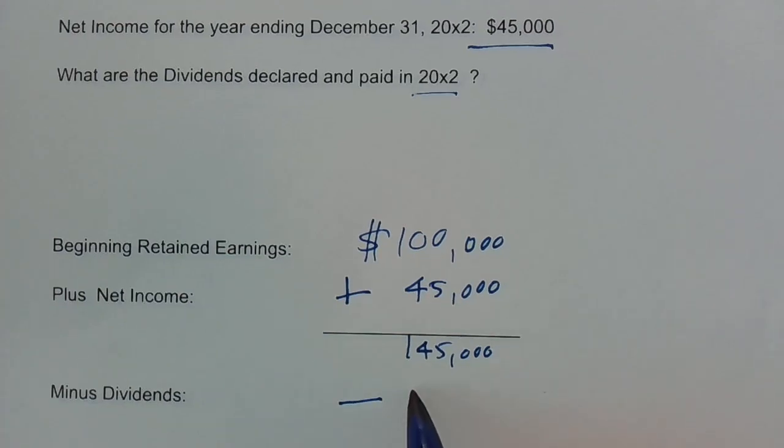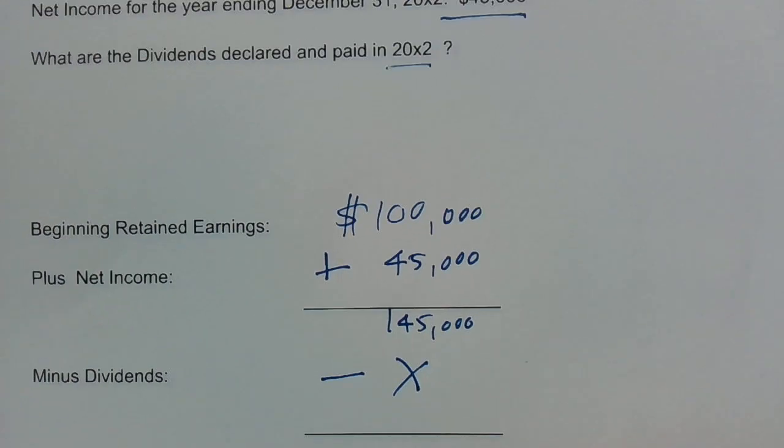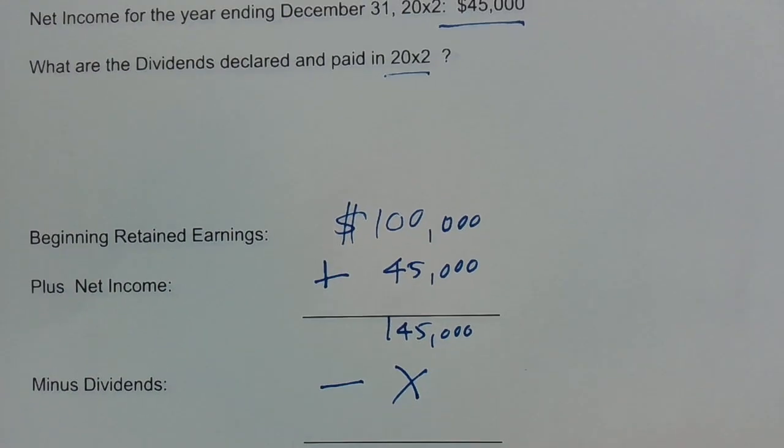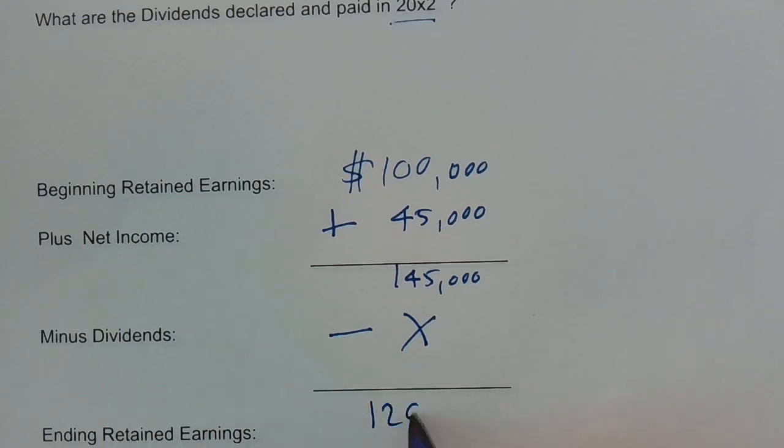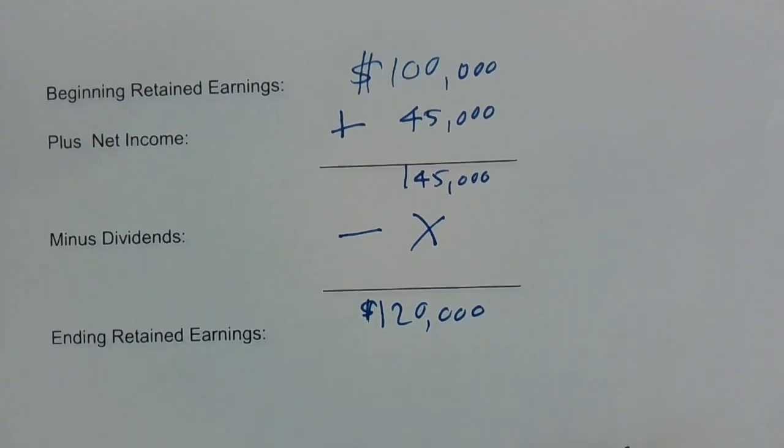We're going to subtract out our dividends. We don't know the amount of the dividends yet, and that's what we're trying to find out. So I'm going to make that X. And finally, we know the ending retained earnings, which is $120,000, because you're given that number. We're going to solve for X just like an algebra problem.